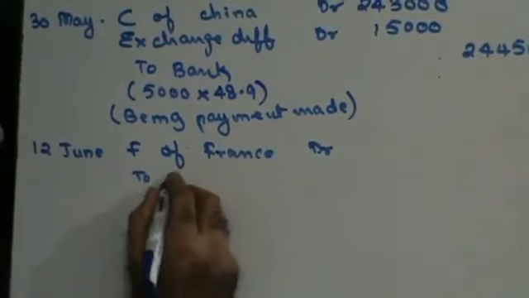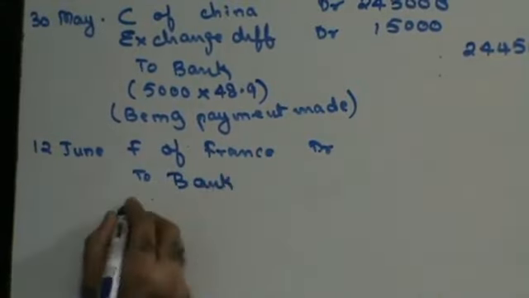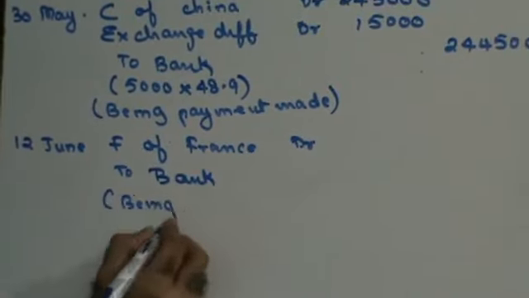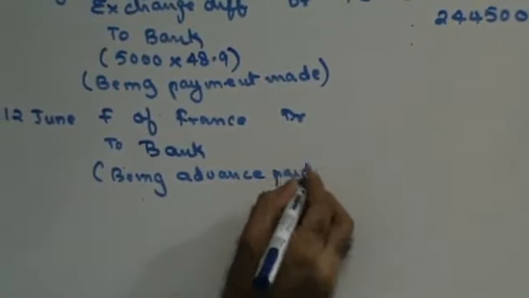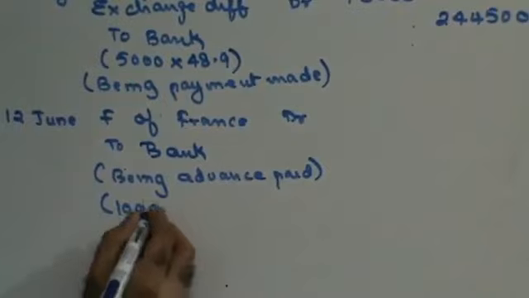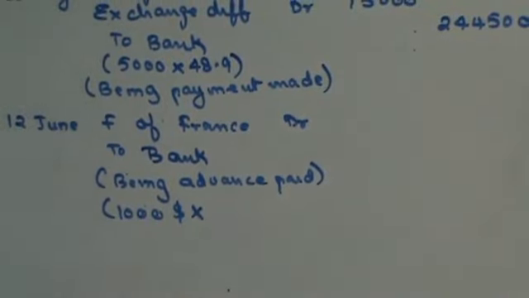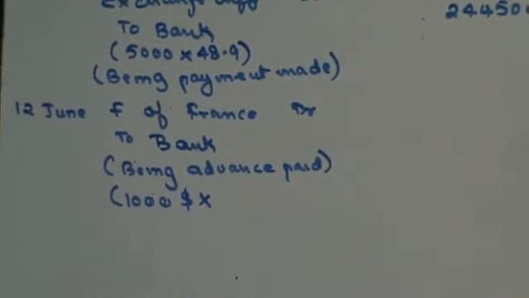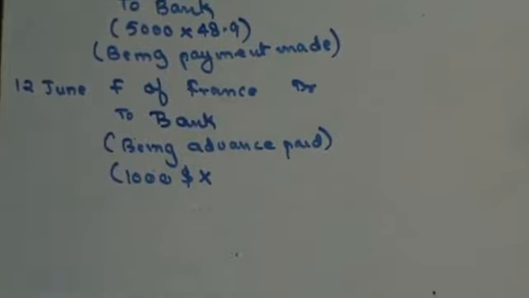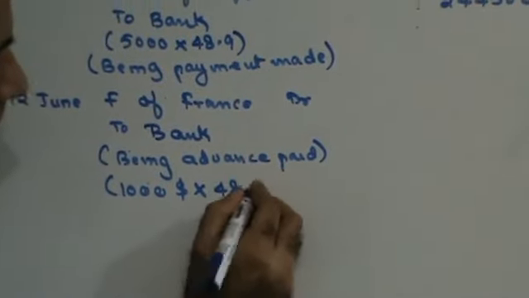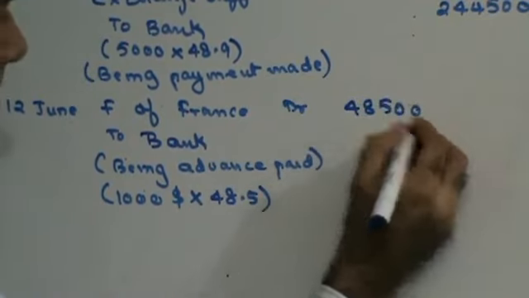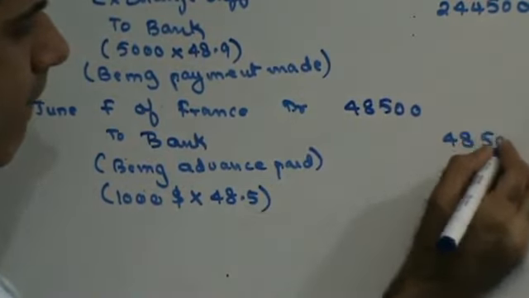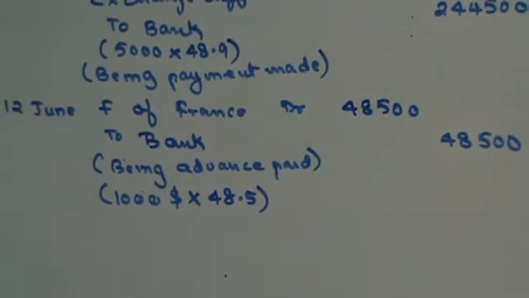Money is going out: debit what comes in, credit what goes out, being advance paid. You have paid an advance of $1,000 and the dollar rate on 12th June is 48.5. So that is 48,500. Right? That was 12th June.